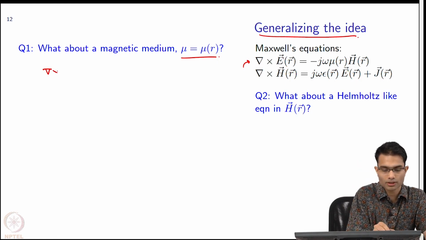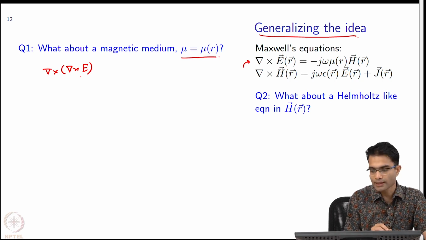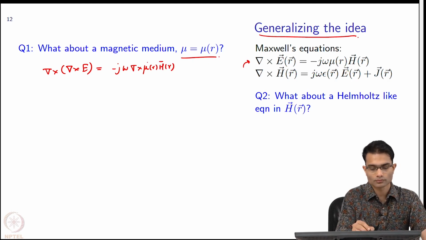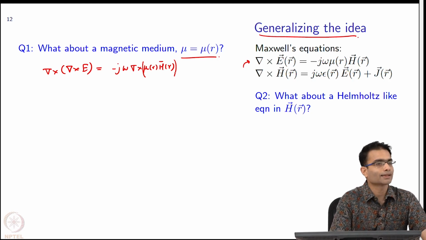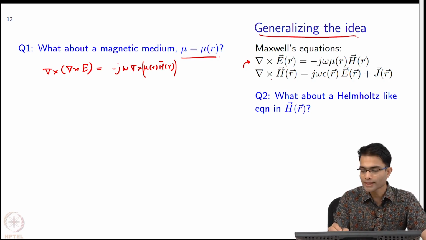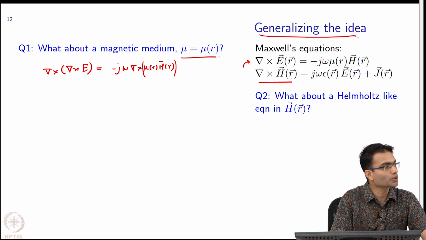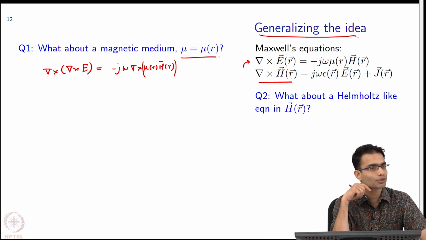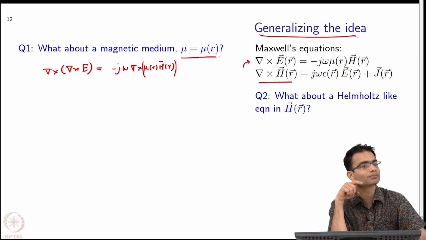So we did del cross E, and that gave del cross mu r h r, and that's a problem, right? Because I know del cross h, I don't know del cross mu h. So whatever process I did, I will not be able to follow it exactly in the same way. So what do you suggest we do in this problem?